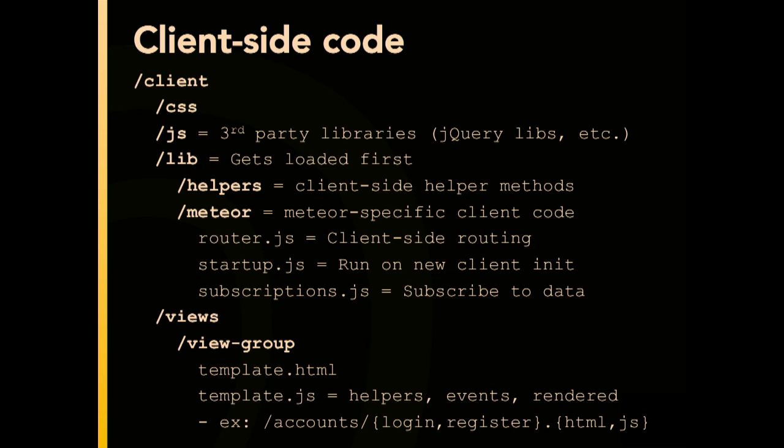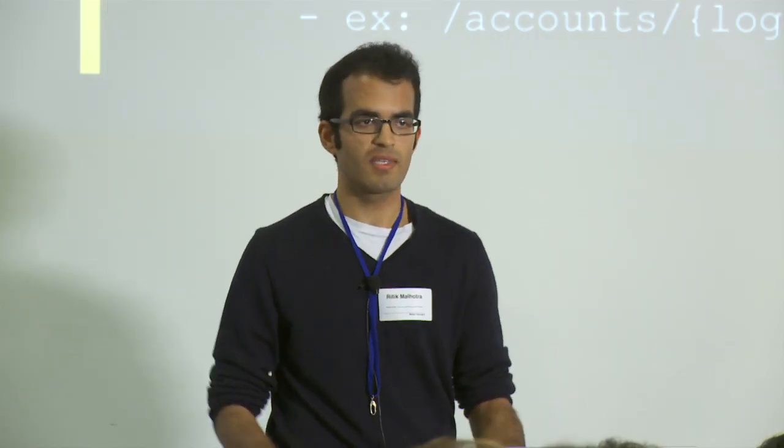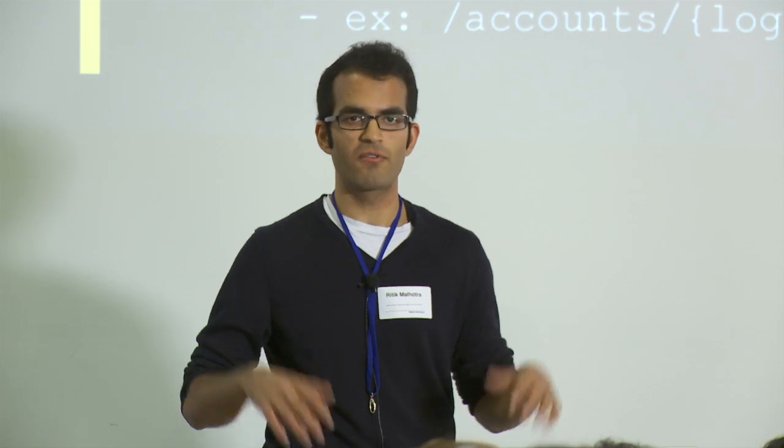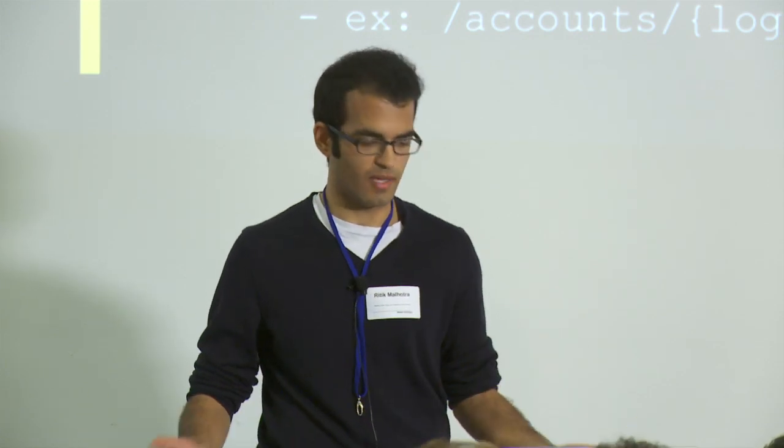So the lib folder in Meteor, for those of you that don't know, is the thing that gets loaded first. Meteor has a special load order that loads things based on the file name, and anything in the lib folder gets loaded first. So this is a great place to put things like your helpers, right? For example, client-side helpers where you might be doing a bunch of jQuery a bunch of times. You put this in your lib folder so it gets loaded first and it's accessible in any of your other views.